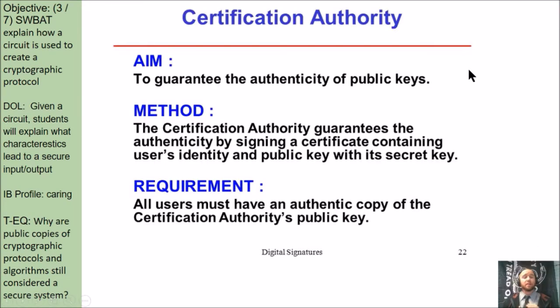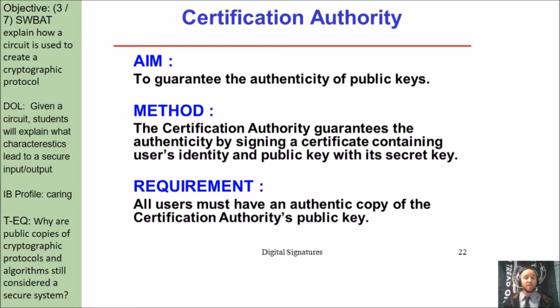You may hear this often if you're watching videos or listening to podcasts about cybersecurity. You'll hear about a certification authority. The aim of a certification authority is to guarantee the authenticity of public keys. The way they go about this is that the certification authority guarantees the authenticity by signing a certificate containing a user's identity and public key with its secret key. Basically, it's just checking to make sure the math comes out correct.